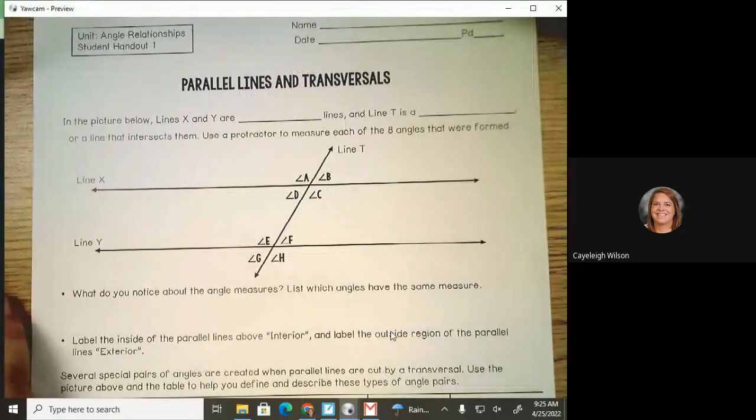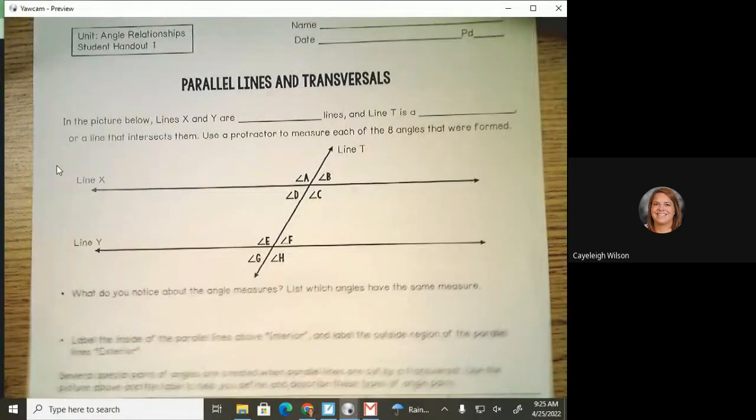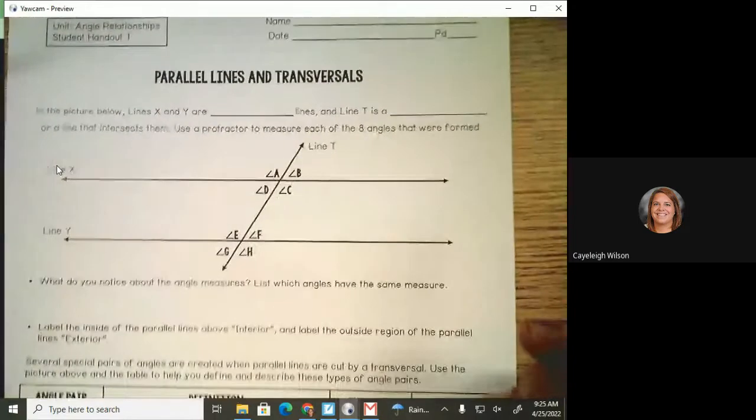Okay. So I don't have a protractor because I'm short on some. You got mine. It's okay.